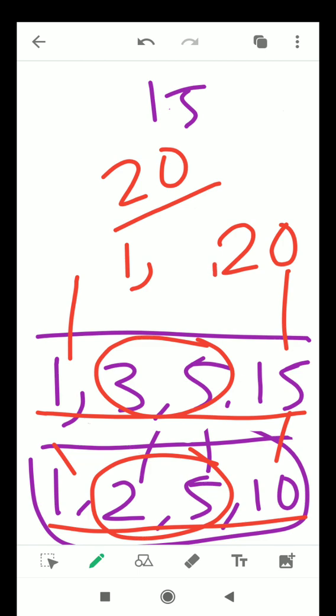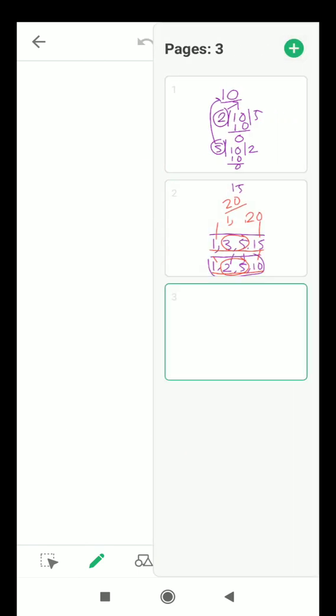So in between 1 and 20 we will get more and more numbers. There may be more numbers, or there may not be any number which will be a divisor of 20, and it fully depends on the number which is chosen to be factorized, or which is chosen to find the factors. So this is the concept of factor.